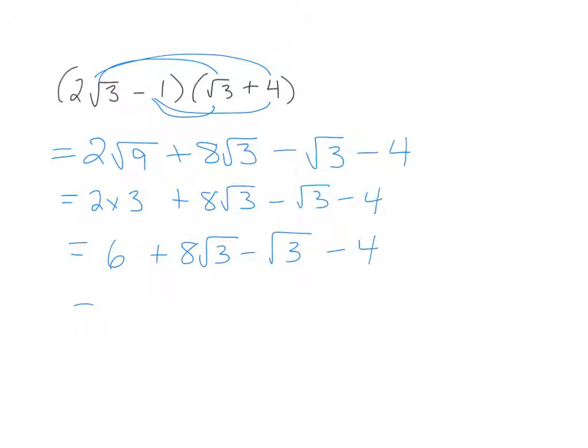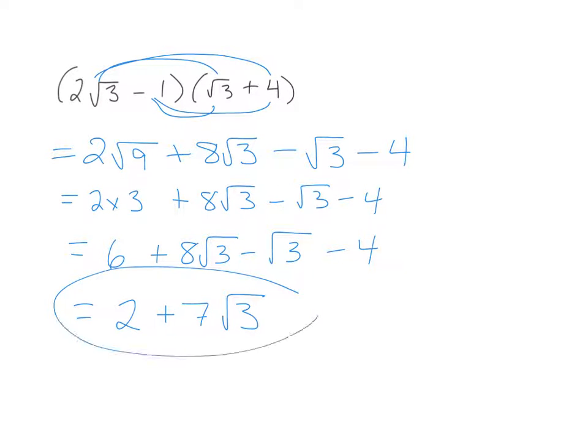And combine like terms. 6 and negative 4 go together to make a 2. 8 root 3 and negative root 3 become plus 7 root 3. And there's the answer. So there's a little bit more to it than just what we started with, multiplying coefficient by coefficient, radicand by radicand. Because you still have to bring in the stuff that you learned before, the combining like terms and the simplifying. But that's it.